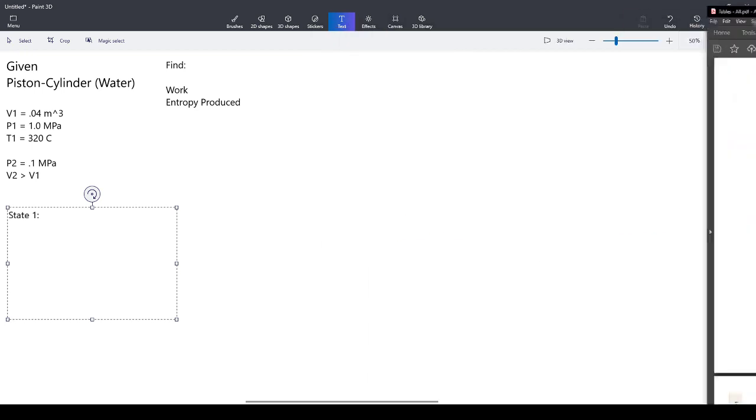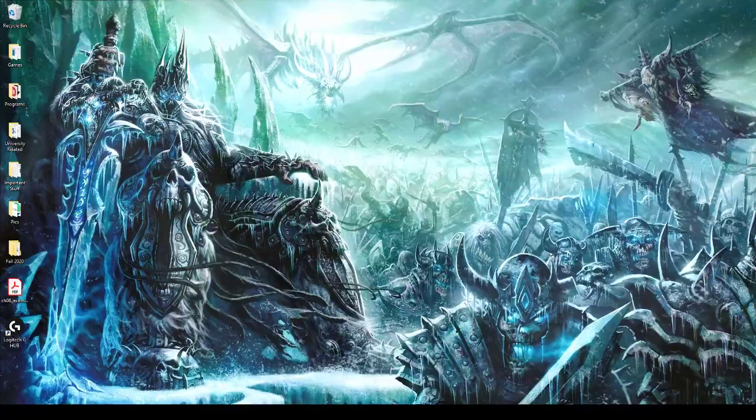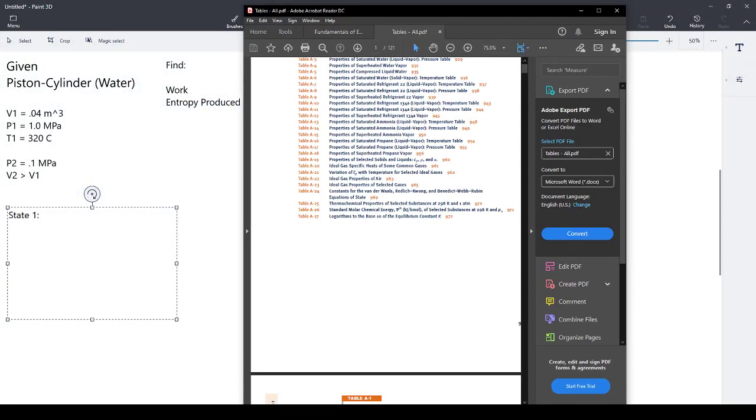I have them over here. Trying to get things off my screen. I need another monitor, guys. Anybody want to chip in or no?